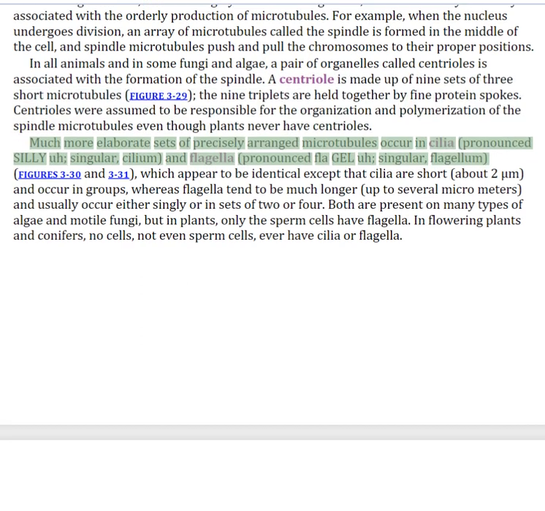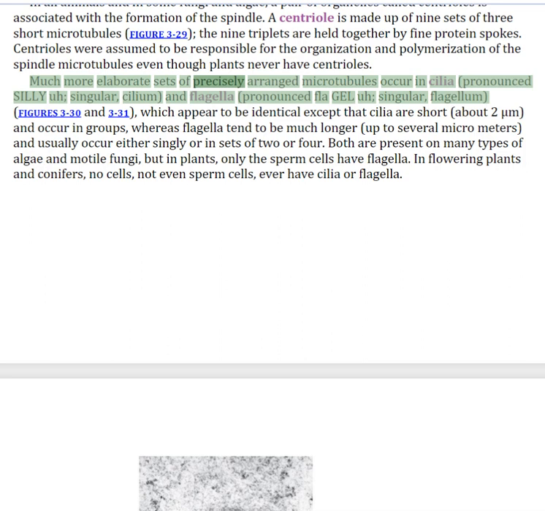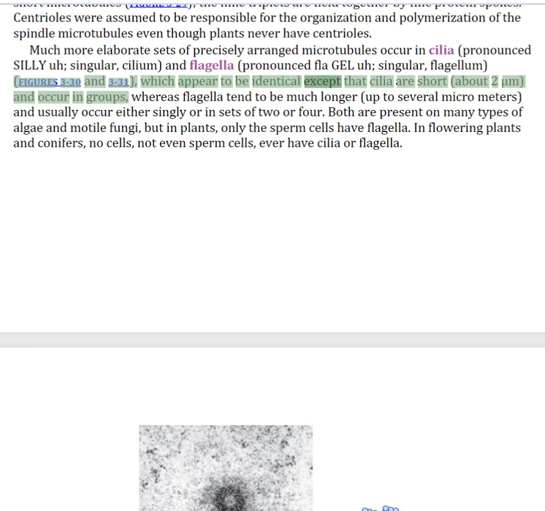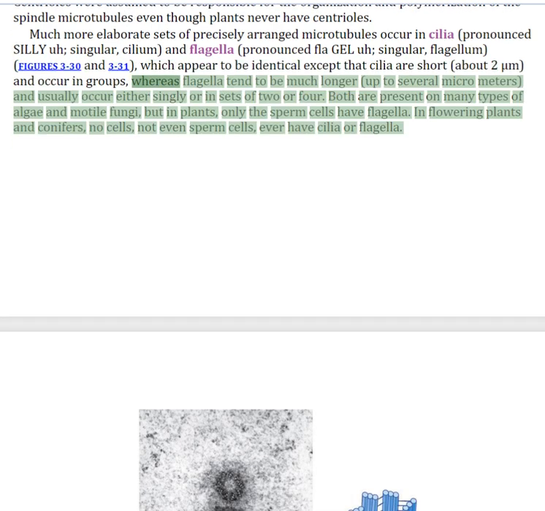centrioles. Much more elaborate sets of precisely arranged microtubules occur in cilia and flagella, which appear to be identical except that cilia are short and occur in groups, whereas flagella tend to be much longer and usually occur either singly or in sets of 2 or 4. Both are present on many types of algae and motile fungi, but in plants, only the sperm cells have flagella.